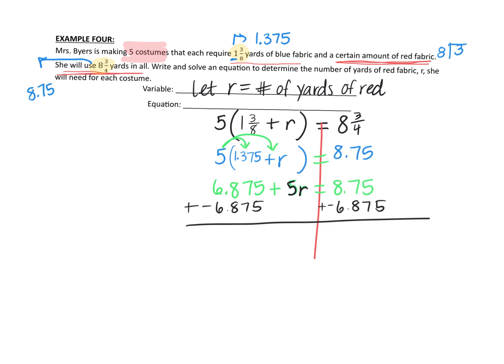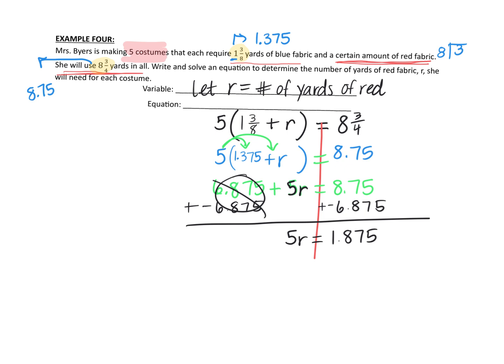Again, you have a calculator, so no reason you should be getting this wrong. So let's go ahead and that zeroes out. That makes a zero pair. I end up with 5R equals, now you can use your calculator and do 8.75 plus negative 6.875. If I'm doing that, I know I have more positives, so I know my answer is positive. Basically, you're subtracting those two, and I end up with 1.875.